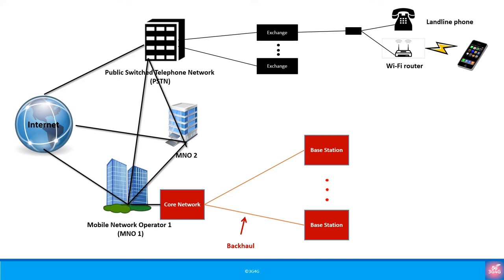Nowadays, you can have many different types of technology for backhaul, as we have explained in one of our other videos. The most popular of these backhaul technologies nowadays are fiber and microwaves. For rural areas, you can also have satellites for backhaul connectivity.